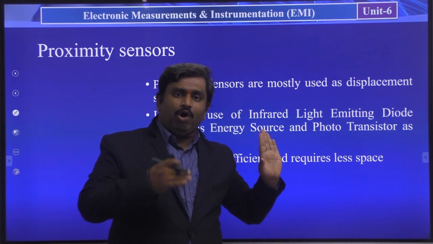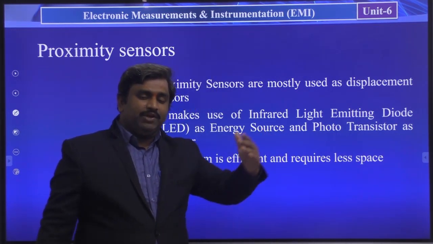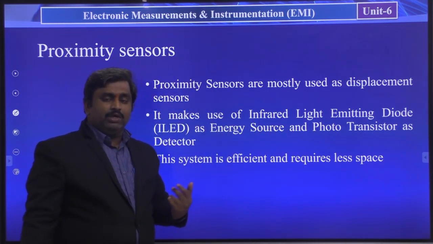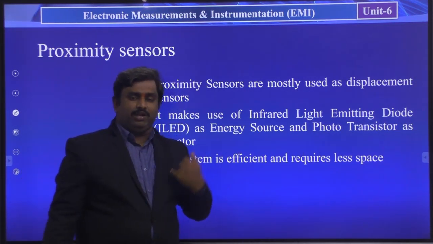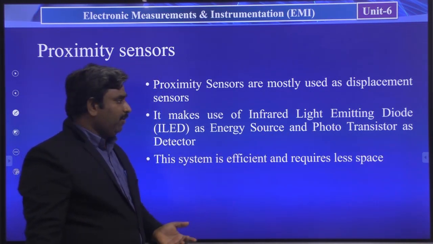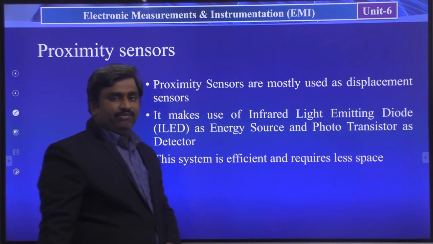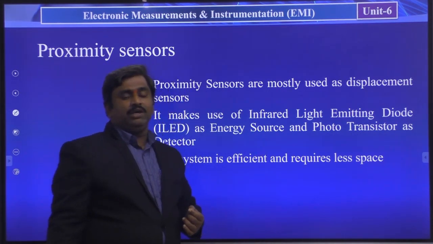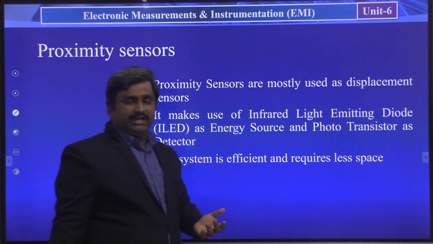Now, whenever an object comes very close to this infrared sensor, the infrared signal is reflected back to the source. When it is reflecting, the phototransistor is going to detect that infrared signal. The infrared signals are detected at the source with the help of the phototransistor. This system is efficient and requires less space. These systems are very small in size, so they work very efficiently with less size.